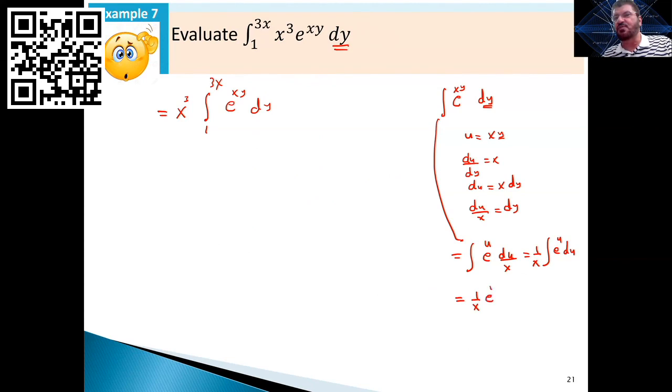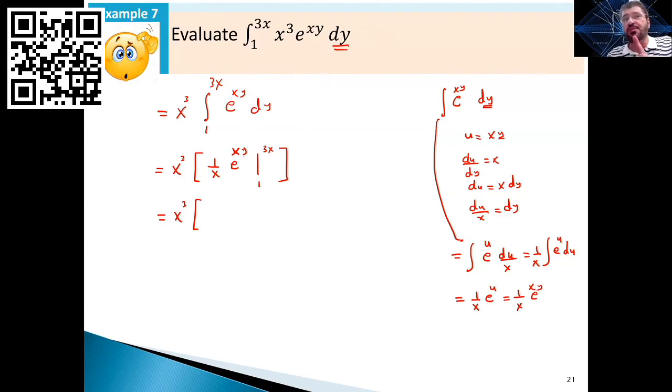What's the integration of e to the u? It's e to the u. Now, so this is 1 over x. What's u? That's xy. So this is the result of the integration, guys. So this is equal to x cubed, open bracket, you're going to put the answer, which is 1 over x e to the xy, and this is from 1 to 3x. Now, we are going to replace each y with the 3x. So this is 1 over x e to the x times 3x minus 1 over x e to the what? x times 1.